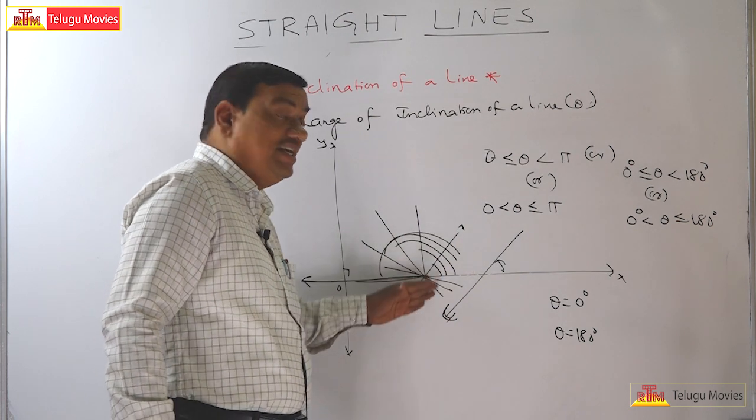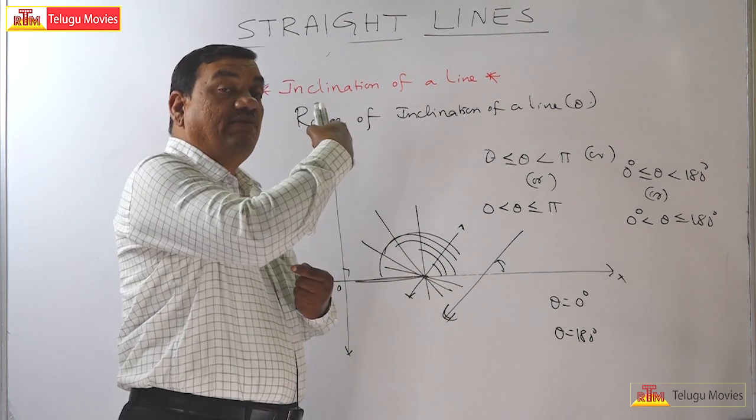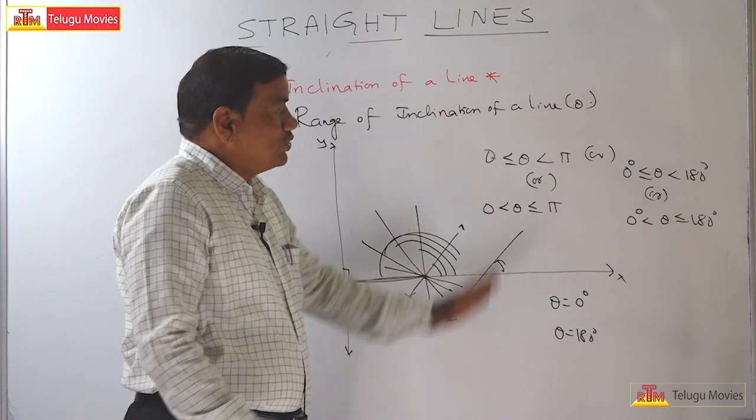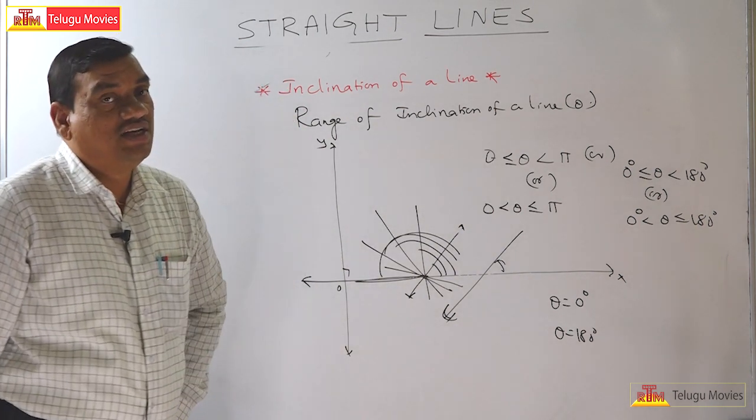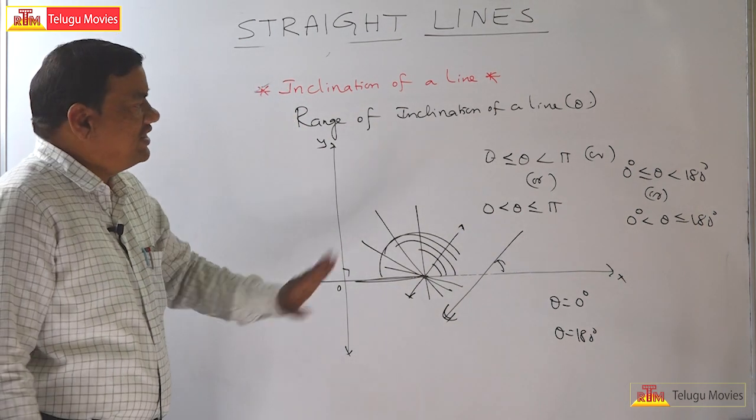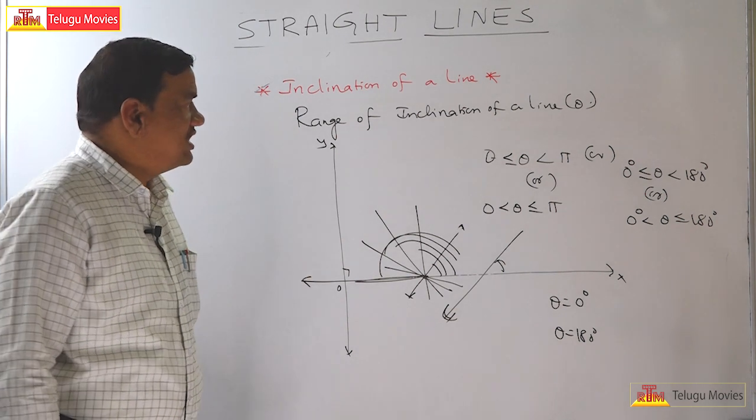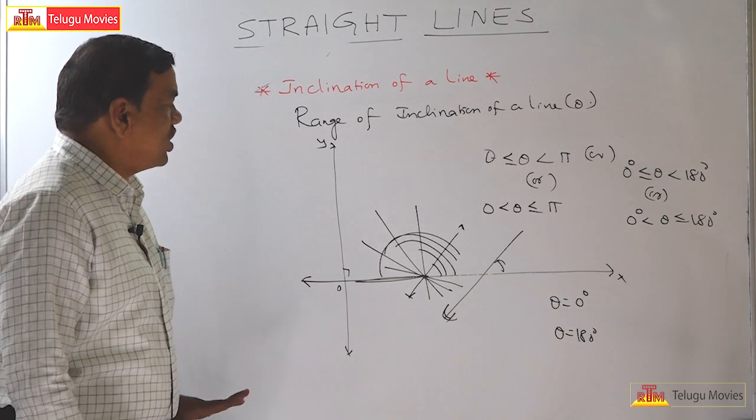Once it crosses 180, again it starts from 0 degrees onwards. Okay? So that is the range of the inclination of a line. Nothing more than that. Only that is the concept regarding inclination of a line.